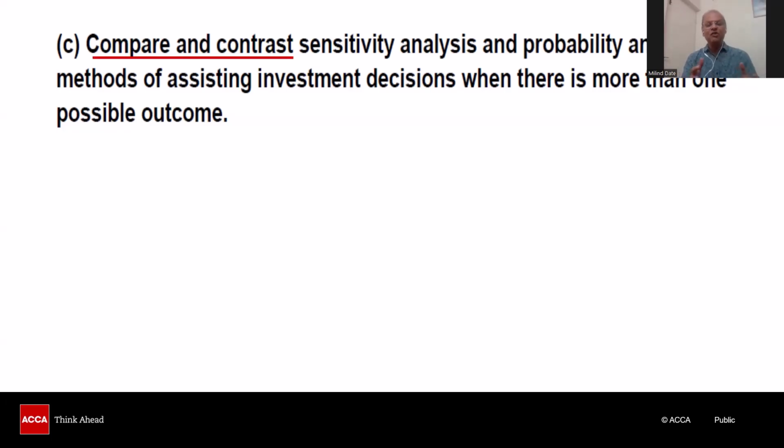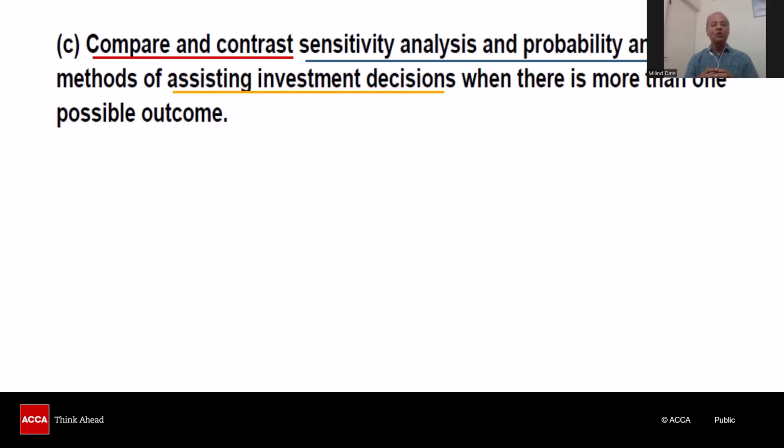The first itself is compare and contrast. Comparing is trying to find out similarities, and contrasting is trying to identify the differences between two variables or two concepts that could be made use of by the management while taking decisions. The next important thing, which are the two concepts that you need to compare and contrast: sensitivity analysis and probability analysis.